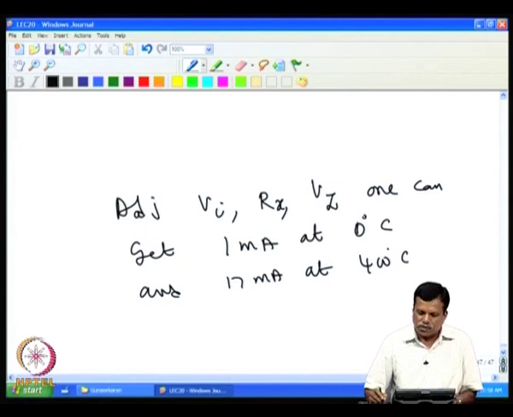We can add together the entire circuit and make it a single circuit in the next class, so that you can understand as a complete circuit how this 4-20 milliampere design works.